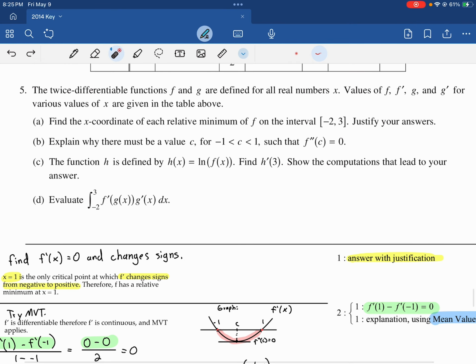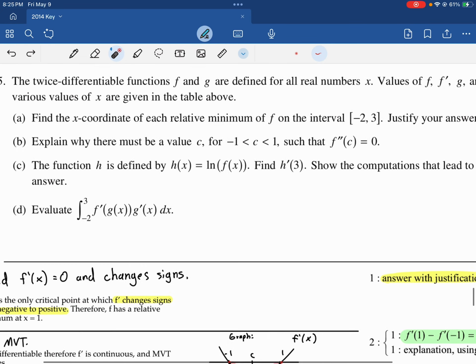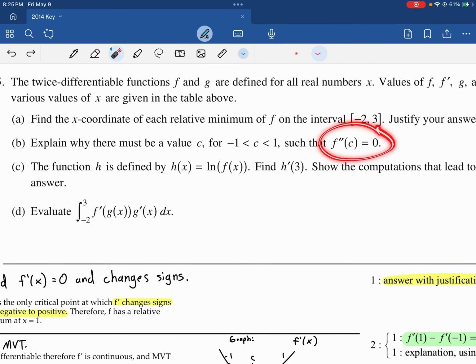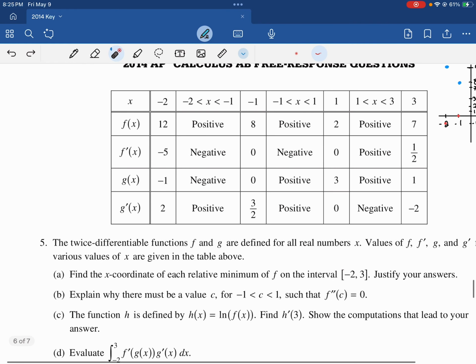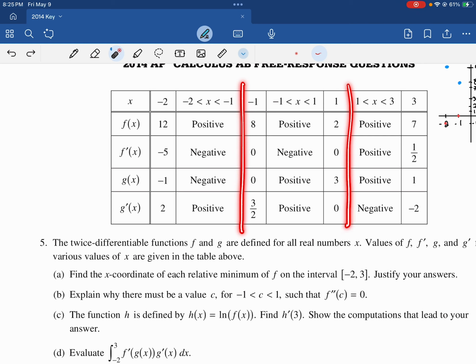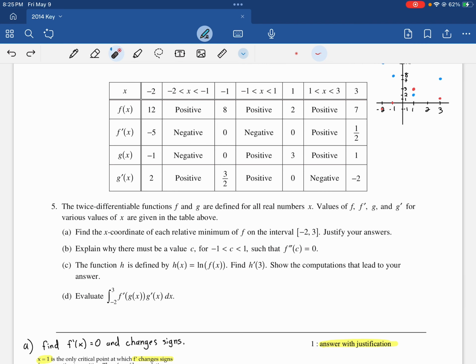Explain why there must be a value c between -1 and 1, such that the second derivative of c is 0. So I want to look at -1 to 1. I'm working with the f function here. I know that f prime goes from 0 to negative to 0. And so there are 2 things I can think about here to prove this.